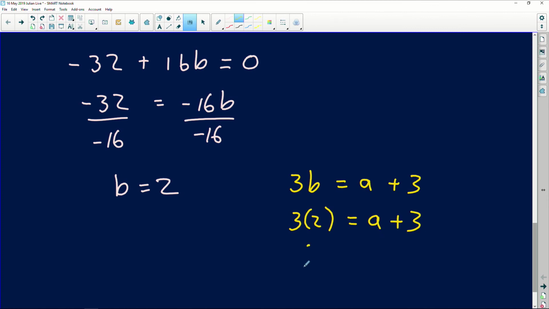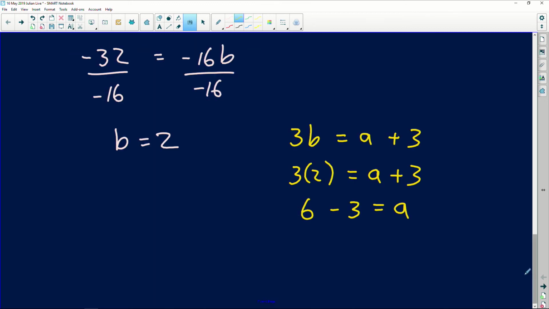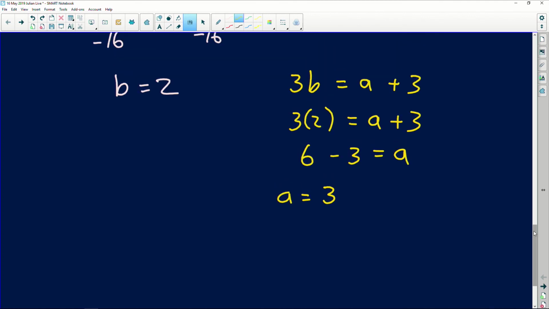And we can therefore say 6 minus 3 is going to be equal to a. Okay, guys, 6 minus 3, that's going to get me 3. And we can therefore say that a is equal to 3. Okay, guys, so at this point, we've got our center. We don't yet have our distance for our radius, but let's go have a look at our diagram and see how we can find our radius very quickly.